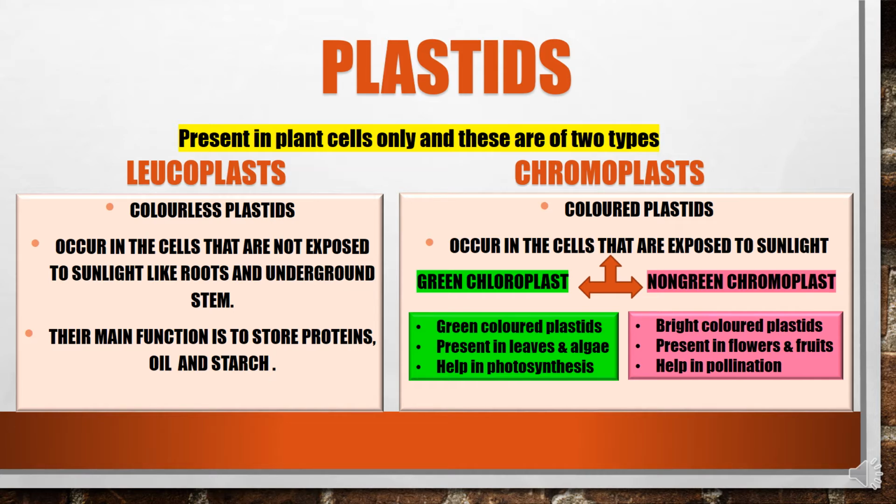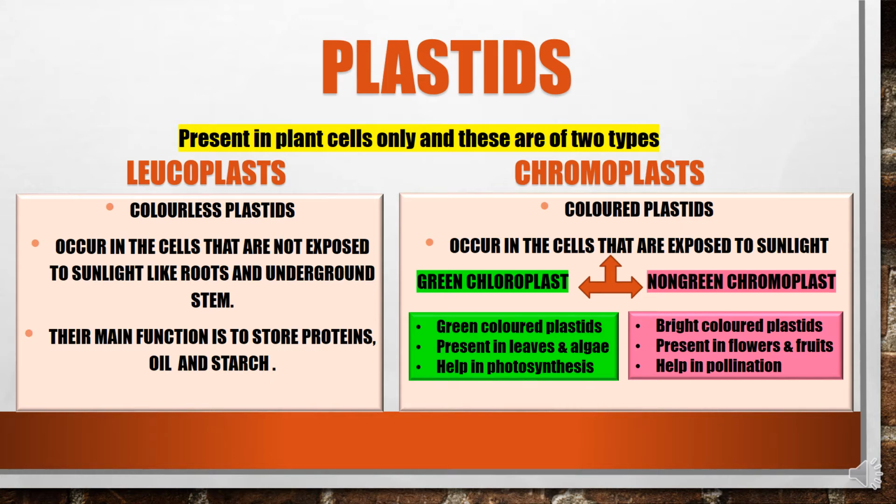So they are actually a kind of storing organelles which store these materials in them. And the second kind of plastids are called chromoplasts. The word chrome means color. So these are colored plastids and they are found in those parts of the plants which are exposed to sunlight. They can be classified into two types: green chromoplasts, which are called chloroplasts, and non-green chromoplasts, which actually have some other color than green.